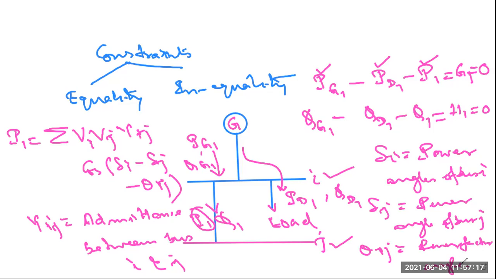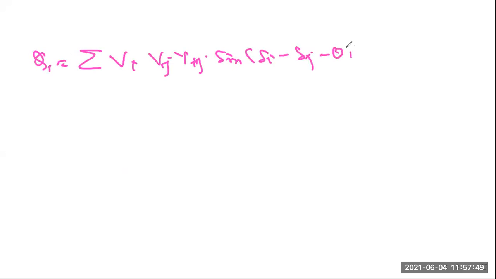Now, what is this P1? How to calculate P1? Is it clear? Yes, sir. Okay. So similarly, the Q1 we can calculate. Q1 equal to summation of Vi Vj Yij, and this will be sine of delta i minus delta j minus theta ij. The same thing, only here instead of cos it is sine.